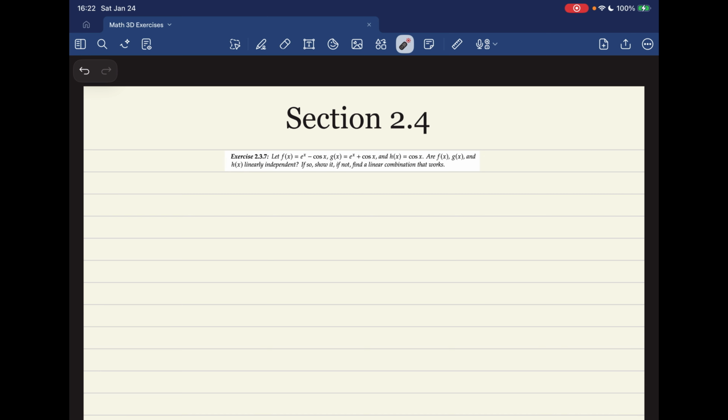For the first problem, we're given the functions e to the x minus cosine x, e to the x plus cosine x, and cosine of x. We need to determine if these three functions are linearly independent or not. Similarly, for exercise 2.3.9, here we're given x, x squared, and x to the fourth. And again, we're asked to show if they're linearly independent or not, giving an example of a linear combination if they are not.